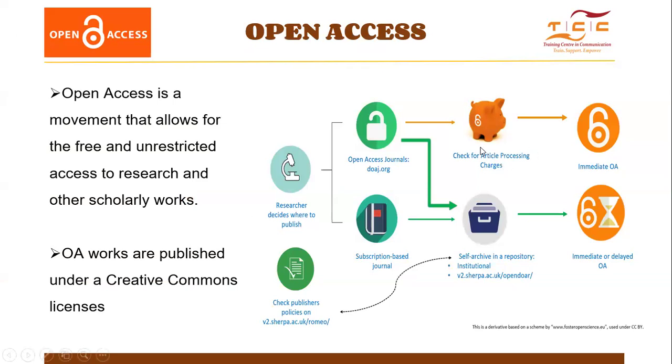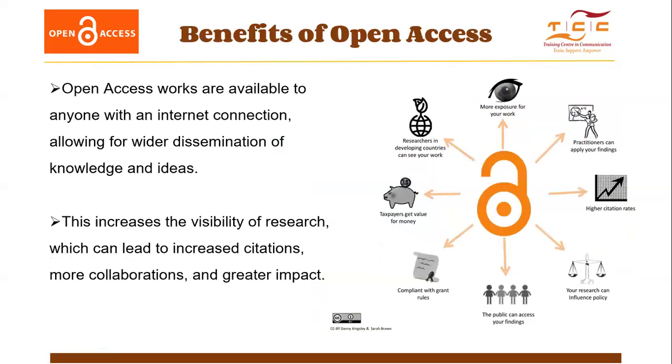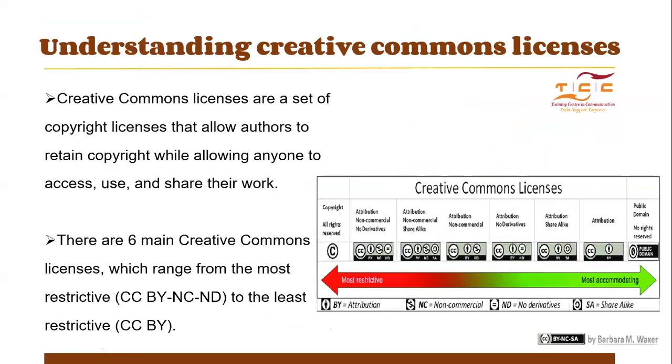You need to check for the article processing fee, and then it will be immediately available to be read for free if you paid this access fee. But you can also have the other route where you don't pay, but whoever wants to read your paper will pay. So the paper is subscription based. It's hidden behind a paywall. You publish, the author does not pay, but whoever wants to read it must pay. So those are the different routes, and there are benefits of open access that I'm not going to talk about. All this will be shared so that you also get to understand.